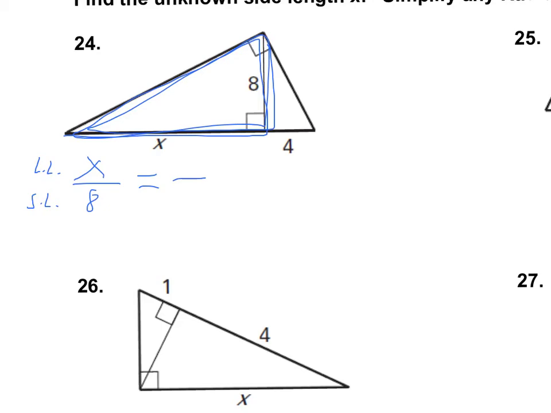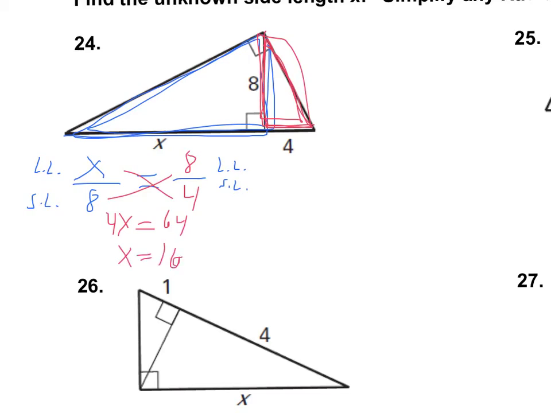Alright, now I need another triangle with a long leg and a short leg where I know both of them. So let's take a look at this triangle right here. In this triangle, 8 is the longer leg and 4 is the shorter leg. And now I just cross multiply. 4x equals 8 times 8 is 64, and then 64 divided by 4 is 16. So the answer is 16.